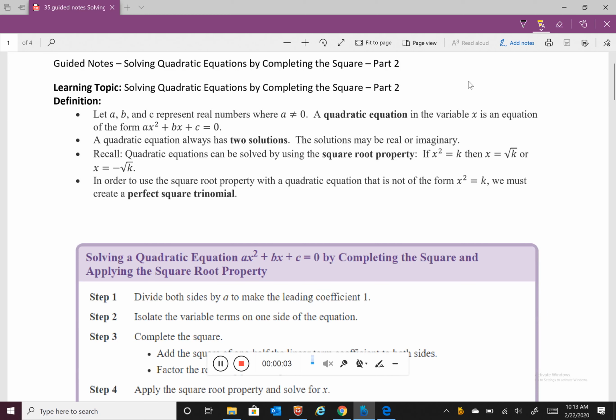This is the second part of solving quadratic equations by completing the square. And just a few quick reminders about what a quadratic equation is. We're letting A, B, and C represent real numbers where A is not 0, so that we can have a term that is of degree 2. And remember, for a polynomial of degree 2, we always have two solutions. And we're going to be utilizing the square root property with our process of completing the square.